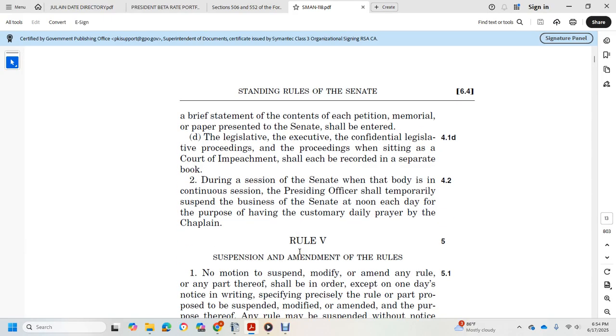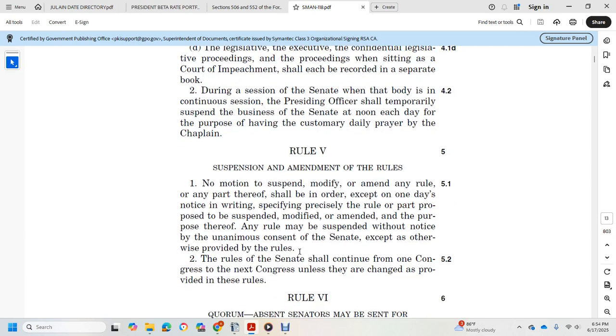Rule 5. Suspension and amendment of the rules. No motion to suspend, modify, or amend any rule, or any part thereof, shall be in order except on one day's notice in writing, specifying precisely the rule or part proposed to be suspended, modified, or amended and the purpose thereof. Any rule may be suspended without notice by unanimous consent of the Senate, except as otherwise provided by the rules.